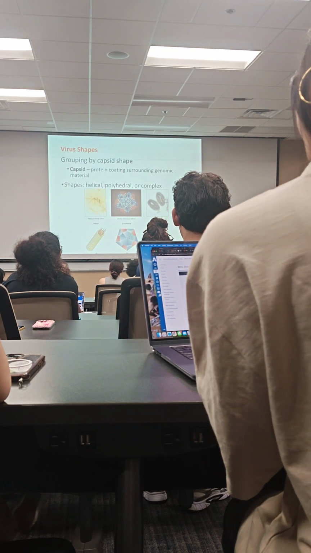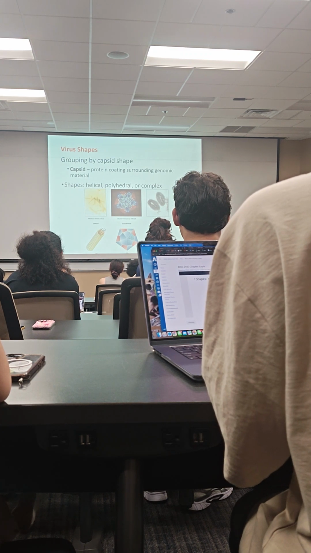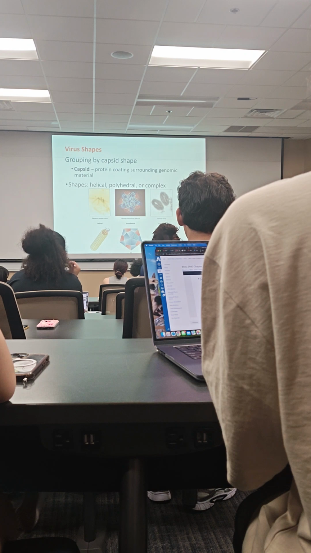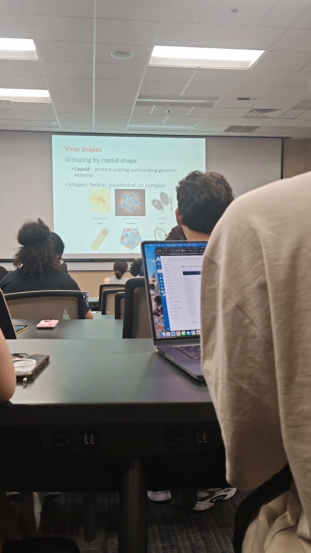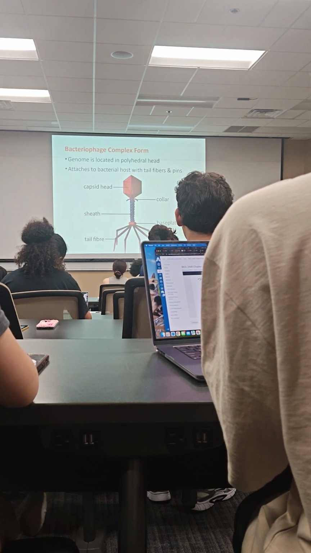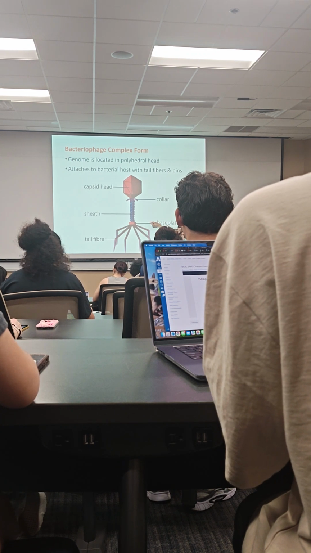And then lastly, everything else gets thrown into complex. Well, if it's not a rod, it's not a soccer ball, then we're going to call it complex. And this can include a variety of different shapes. Some things look like a brick, right? Some can be a combination of both helical and icosahedral, and then we would still call that complex. For instance, like bacteriophages, they take on that look. They have an icosahedral head, and then they have a helical sheath.